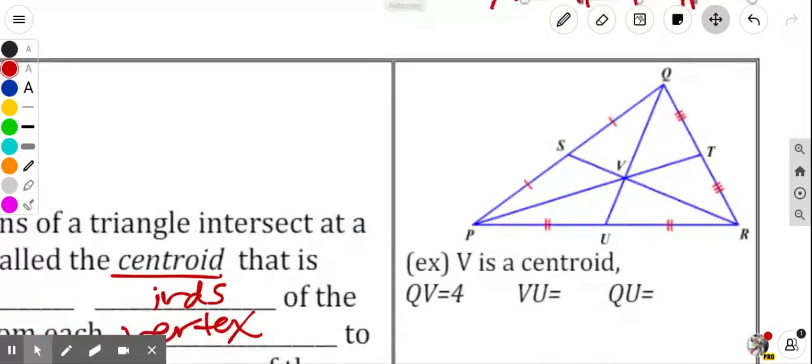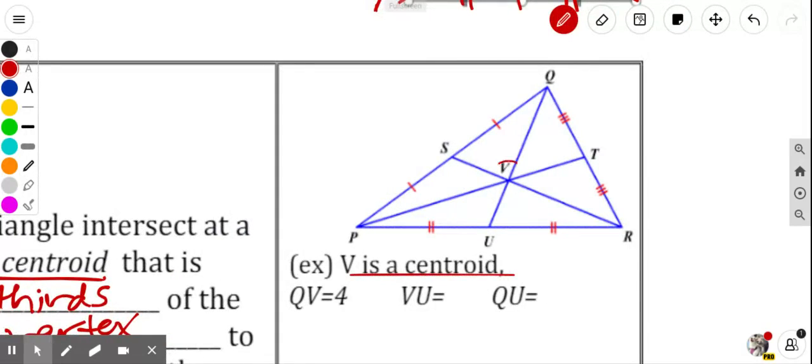If I told you V is a centroid, let's take a look at this median here, QU. V, the centroid, is 2/3 of the distance from Q, the vertex, to U, the midpoint. So this piece is 2/3 of the whole thing. This piece is 1/3 of the whole thing. So basically how this theorem works is we give you certain numbers, certain measures, and then we ask you to find the missing ones. And so if you think about it, if this is 1/3 of the whole thing and QV is 2/3 of the whole thing, think about the relationship between 1/3 and 2/3.